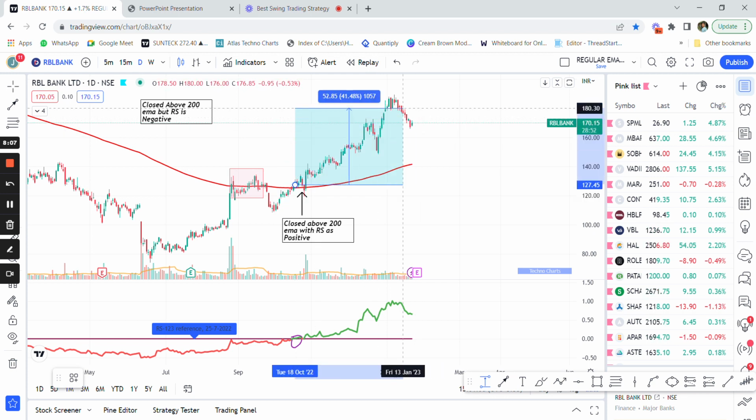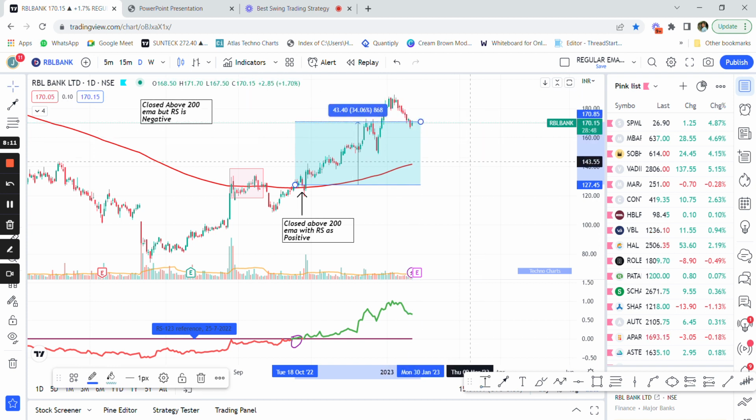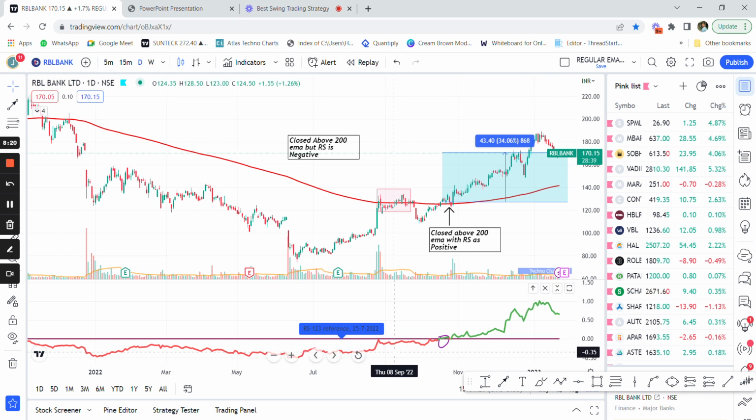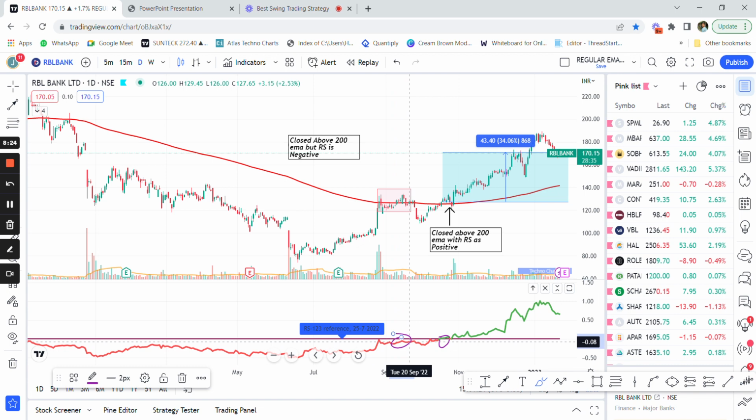Currently, if you see the position, the stock made a high of around 47%, and the current gains are sitting at around 34% here. Now, here also you see that the stock had closed above the 200-day EMA, but you see the relative strength line in this case was in red color. So this is not a buying zone for us, because the RS is in red here.